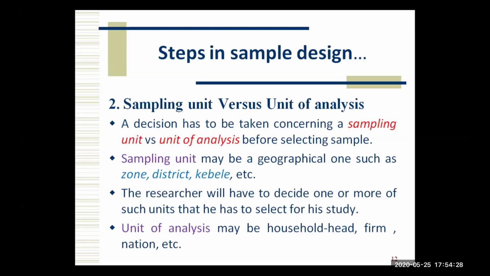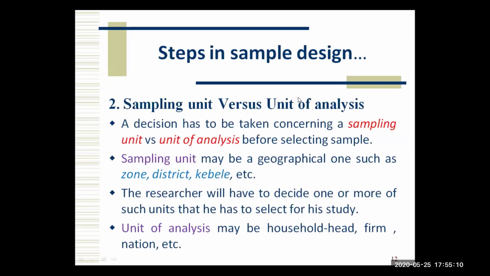And then you also need to distinguish the following two elements. What is the unit of analysis? The sampling unit of analysis may be a geographical one, for instance, zone, district, Kebele. Therefore, the researchers will have to decide which of these units might be included in the study, but the unit of analysis must be identified at the outset. That means the researcher must identify the unit of analysis specifically to be conducted in the study.